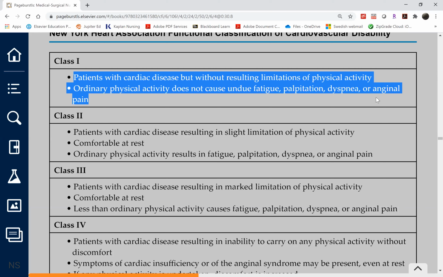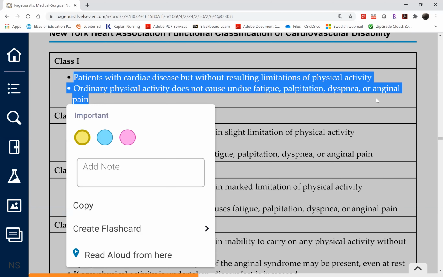What are considered ordinary physical activity? Taking a shower, is that ordinary? Yes. Giving birth to a third, yes. Yeah, ordinary, right? That's ordinary physical activity. Walking to the mailbox or going to the grocery store, doing errands, those are ordinary physical activities. No symptoms. So do we need even to memorize class 1? No. So this is my technique.